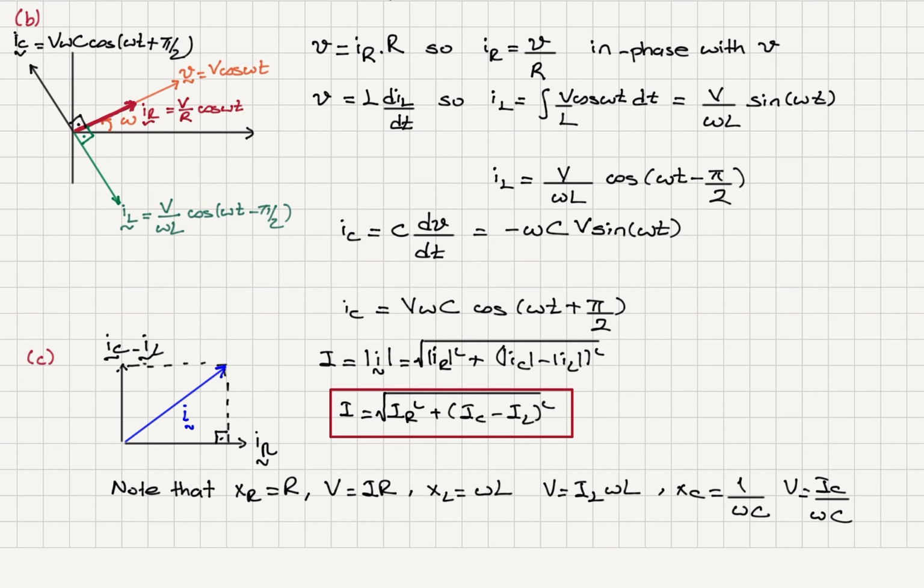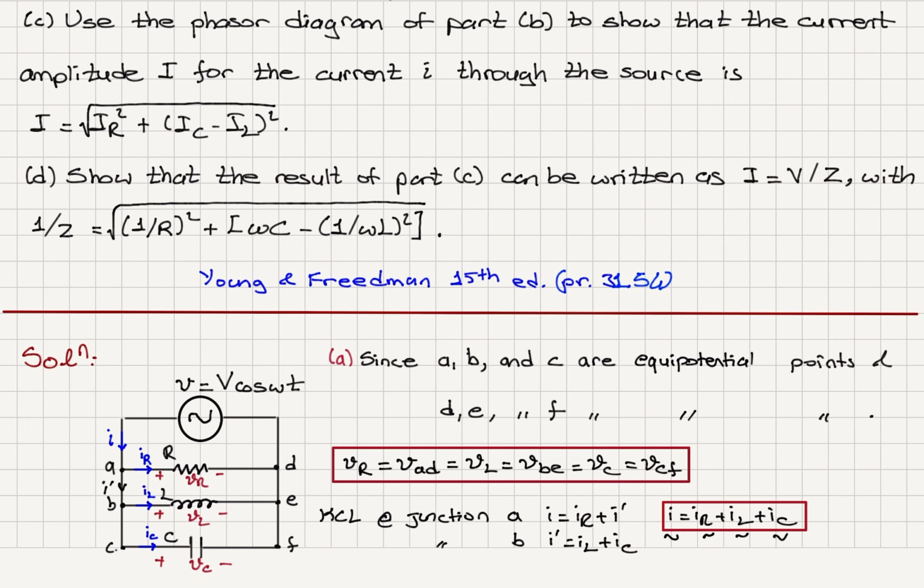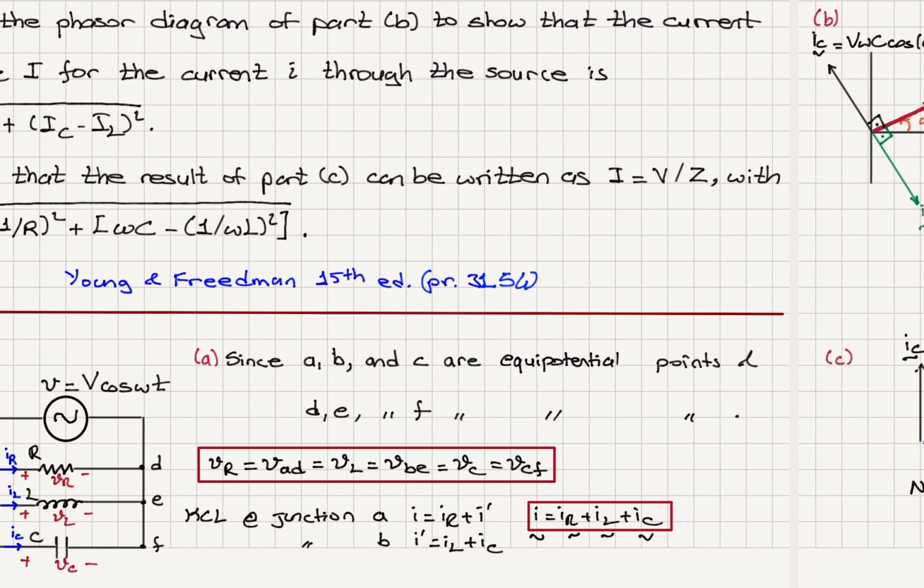Let's move on to part D. Show that the result of part C can be written as I is equal to V over Z, with 1 over Z equals the square root of 1 over R squared plus (omega C minus 1 over omega L) squared.